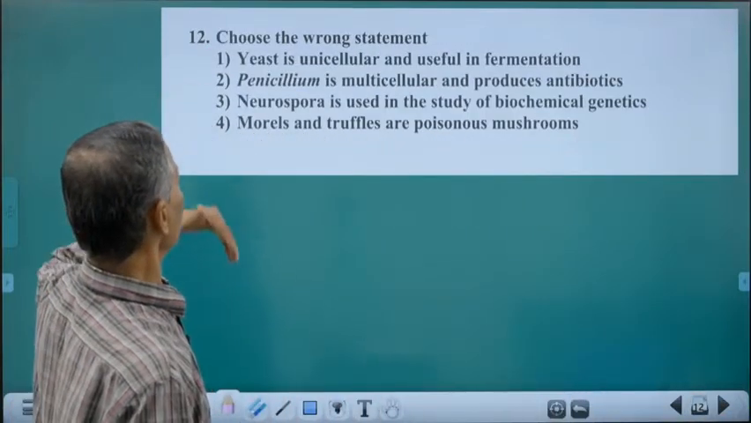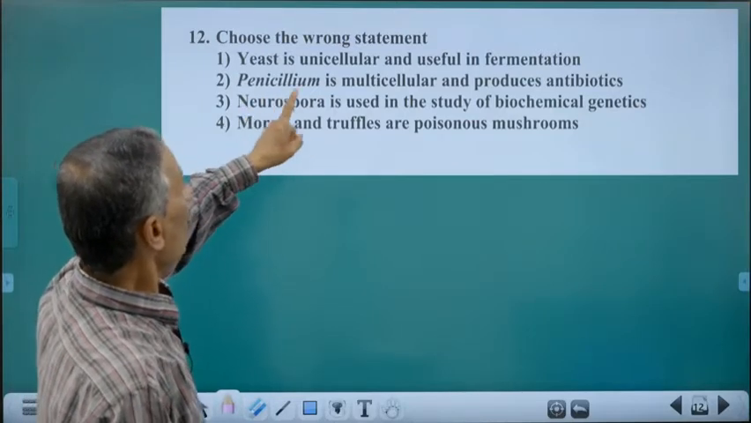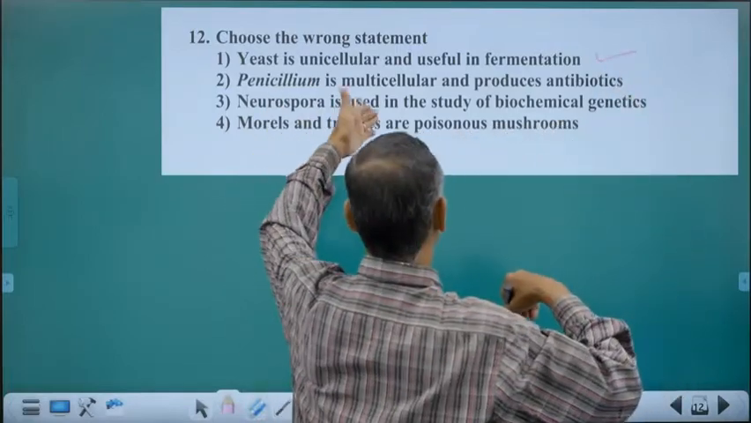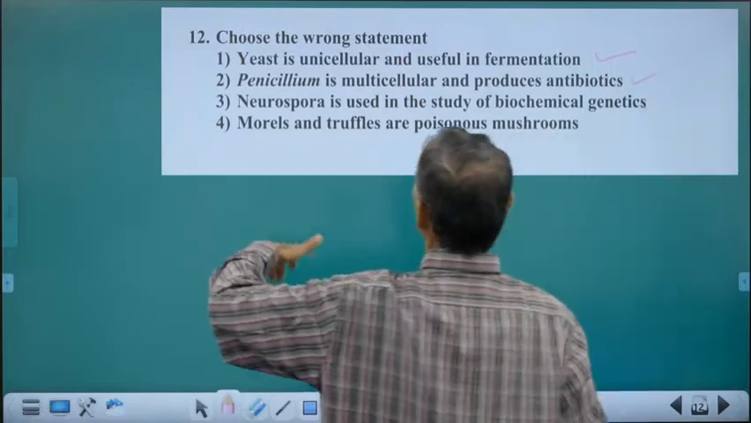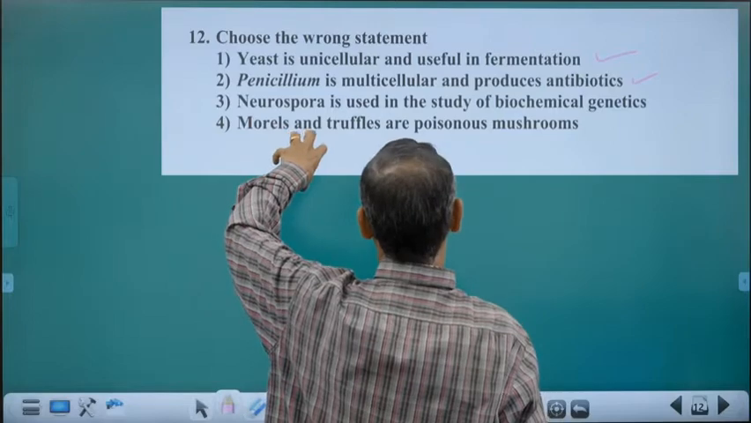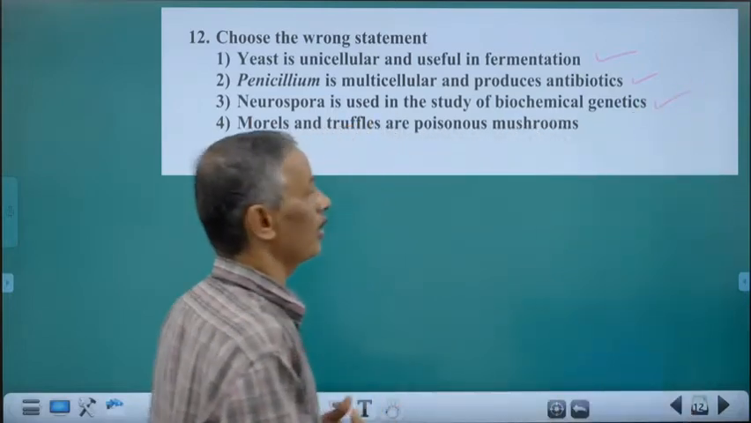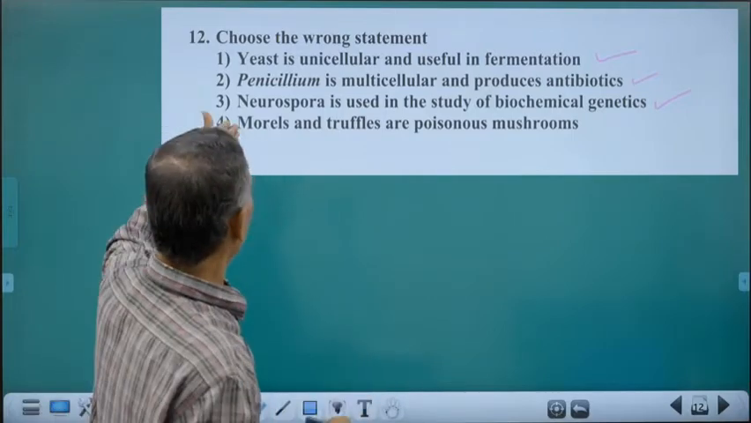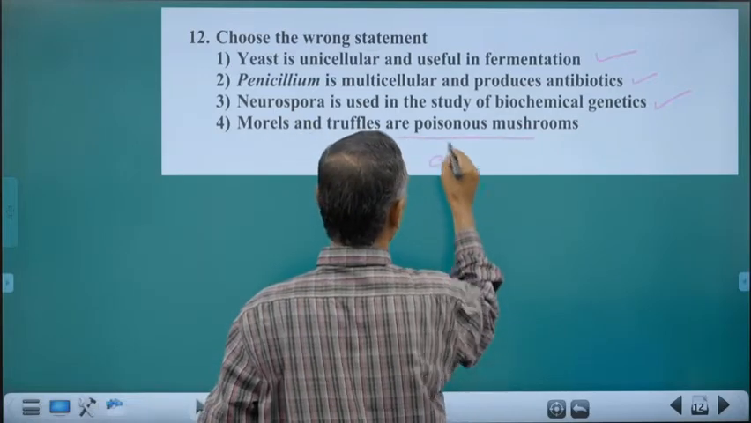Choose the wrong statement. Yeast is unicellular, correct, and useful in fermentation, correct. Penicillium is multicellular, correct, and produces antibiotics. Neurospora, commonly called the Drosophila of the plant kingdom, is used in the study of biochemical genetics. That's why it is called the Drosophila of the plant kingdom. Morels and truffles, they are not poisonous. They are all edible.